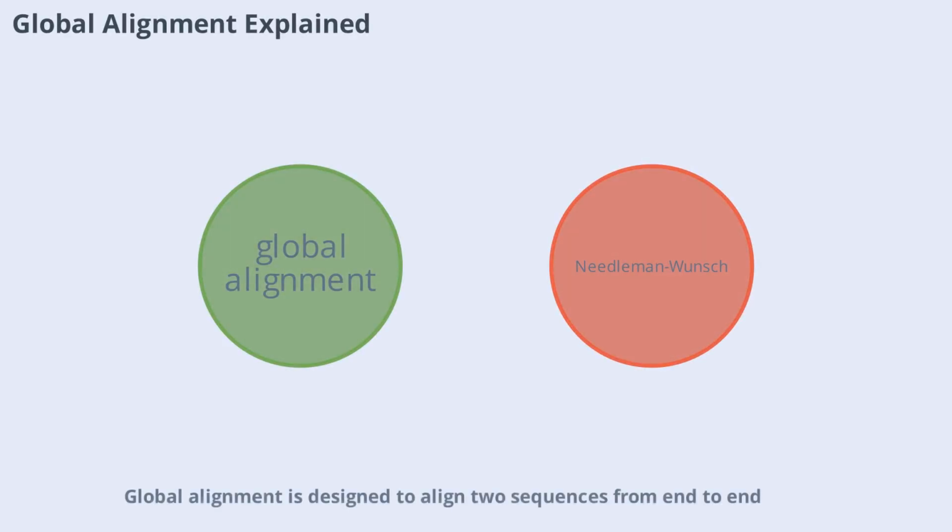Global alignment is designed to align two sequences from end to end. This method is best when the sequences are of similar length and are expected to be closely related. The Needleman-Wunsch algorithm is the classic approach for global alignment, using dynamic programming to find the optimal alignment across the entire length of both sequences. This technique is widely used in comparing genes or proteins that share a common ancestor.